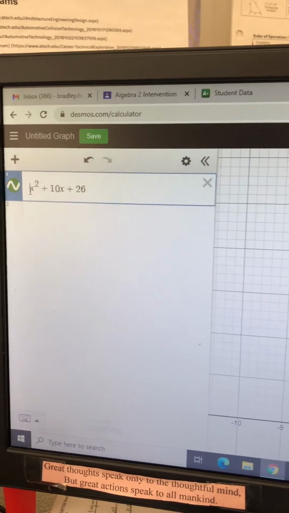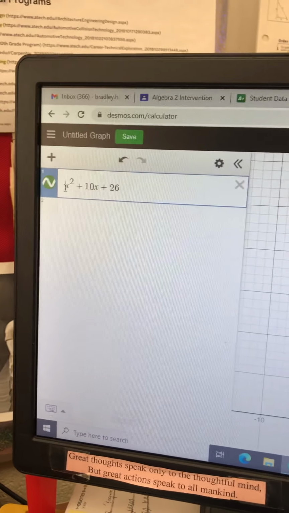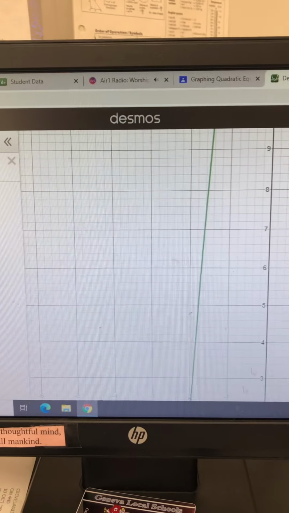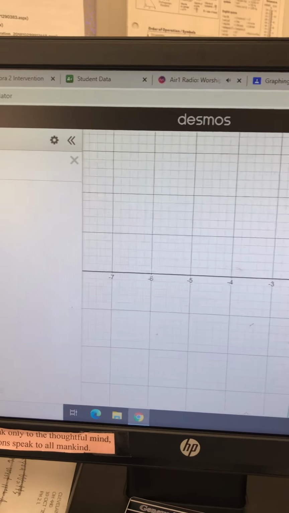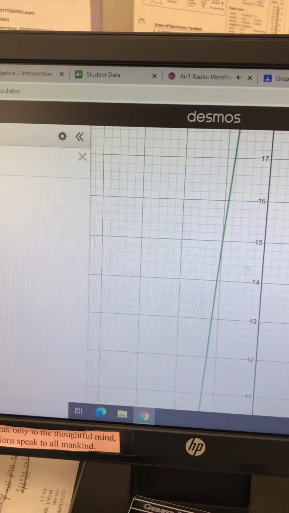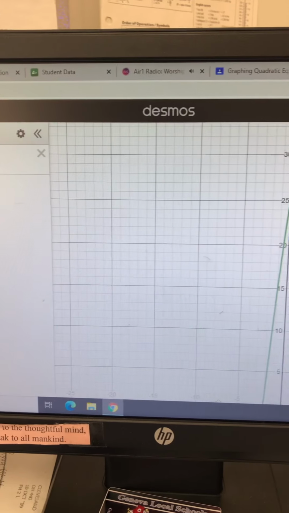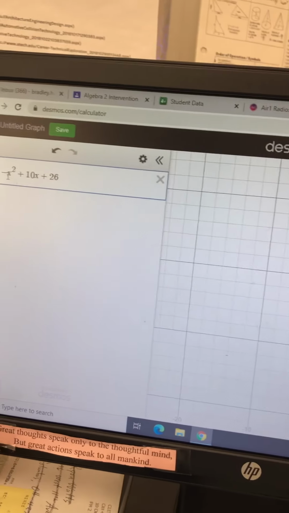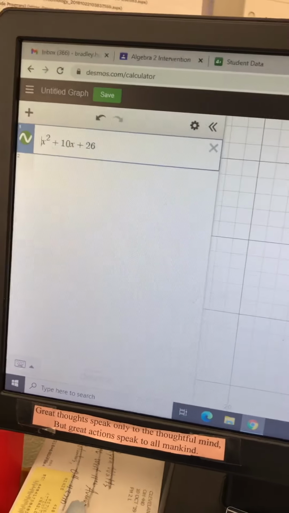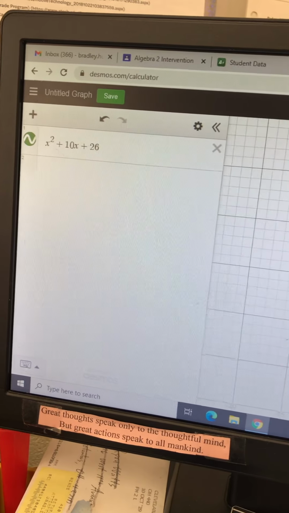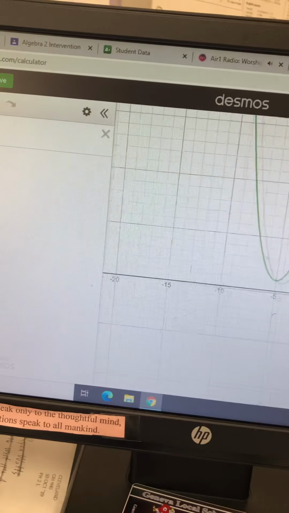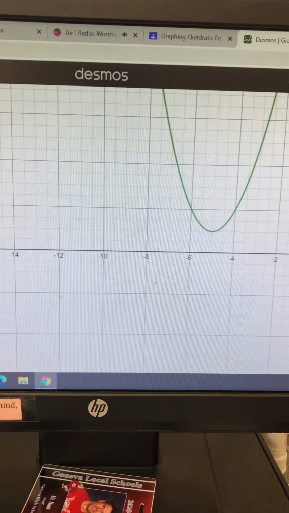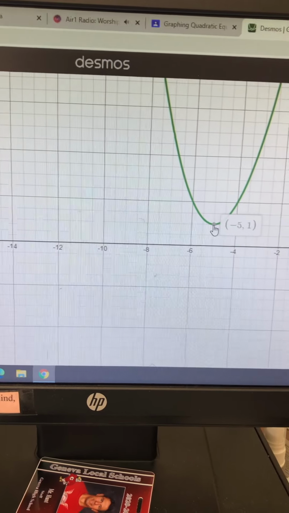All I need to do is change it to a negative, and just to show you, it switches and goes upside down. So get rid of that and get back into it right here. Just to show you, that's why it looks the way it does, because it's positive.